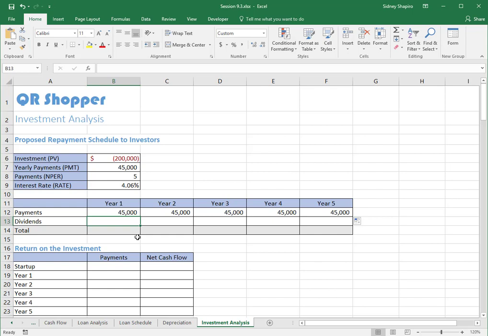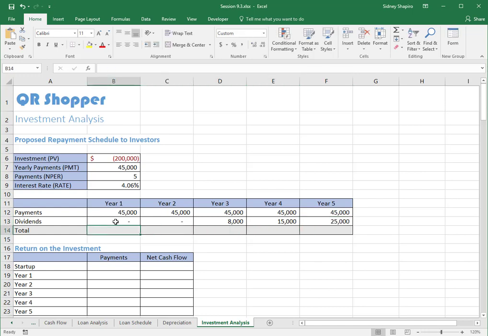Then in B13 to F13, we're going to put in 0 in B13, 0 in C13, 8,000 in D13, 15,000 in E13, and 25,000 in cell F13. And this is the dividend that we talked about.